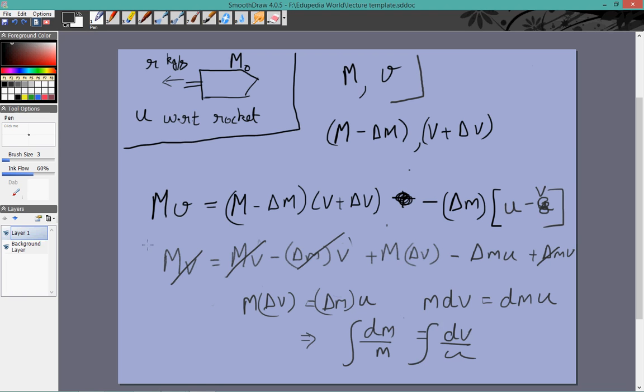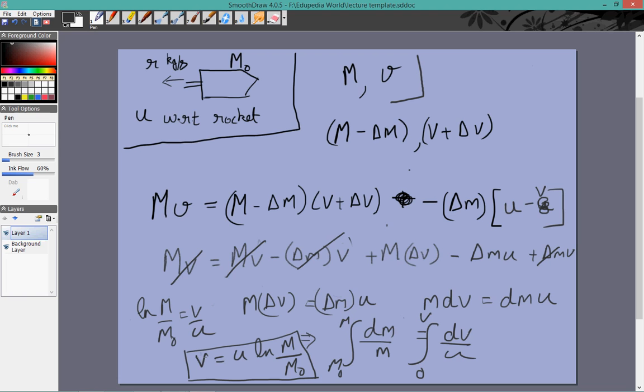So that gives me ln of, if this goes from m naught to m, and this goes from 0 to v. u is a constant. So ln of m by m naught is equal to v by u, or I get v is equal to u ln m by m naught. So this is the final result, which tells us the speed of the rocket in terms of the speed of the fuel ejected, the initial mass, and the mass at any time t.